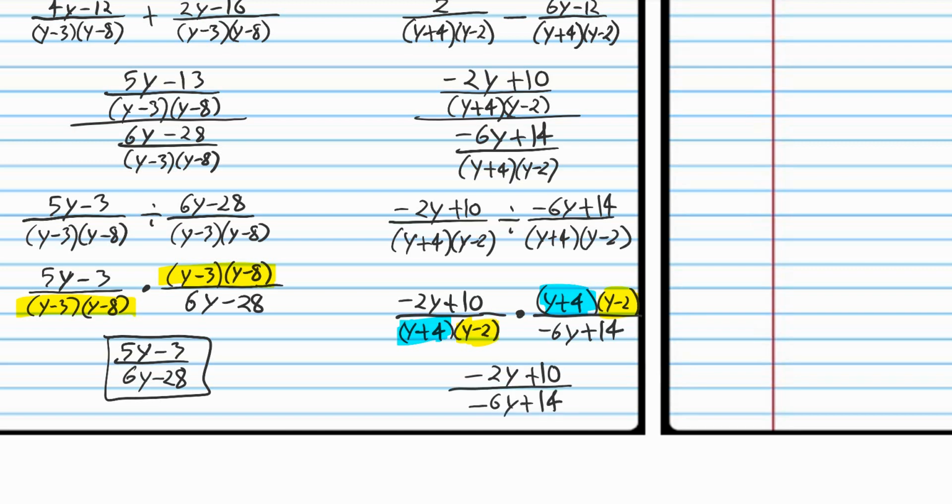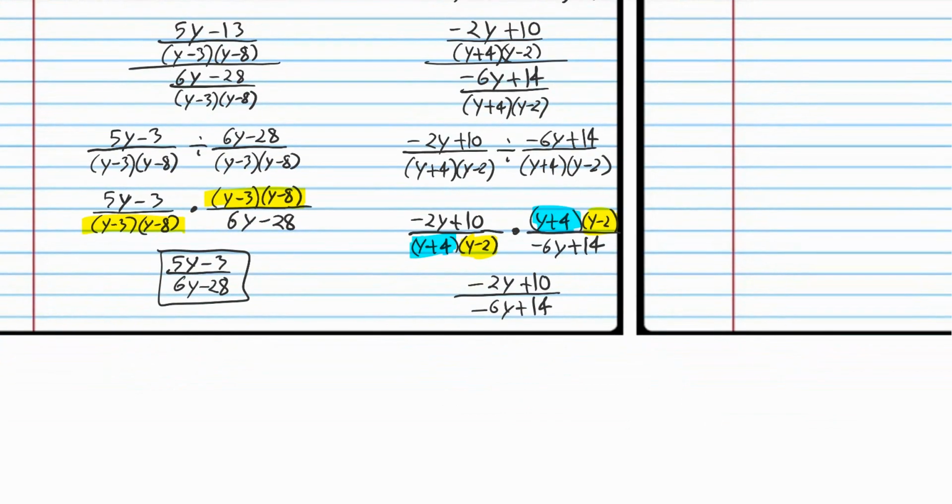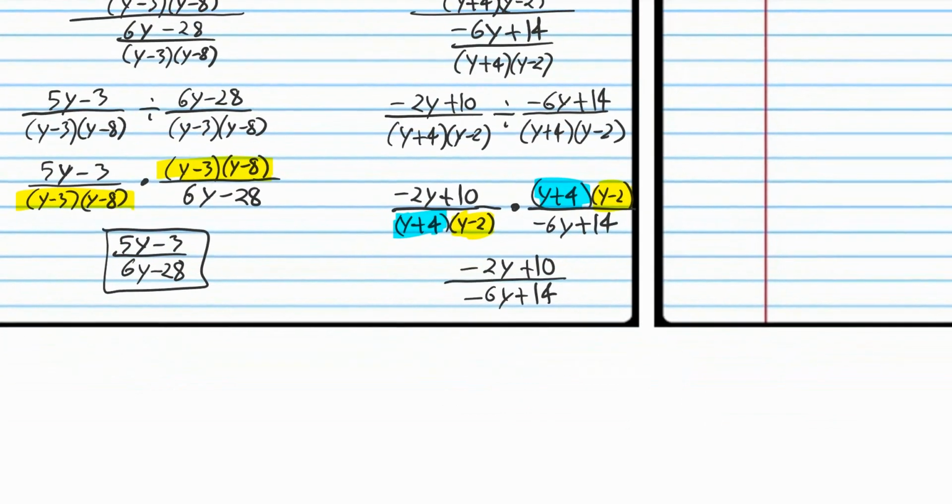But unfortunately, there's one more thing we can do. Don't get mad at me. But there is one more thing that we can do. We can divide both sides of the fraction by 2. And when you divide a polynomial by 2, you just divide each term by 2. So negative 2y divided by 2 is negative y. And 10 divided by 2 is 5. Negative 6y divided by 2 is negative 3y. And 14 divided by 2 is 7. So that is going to be the final answer.